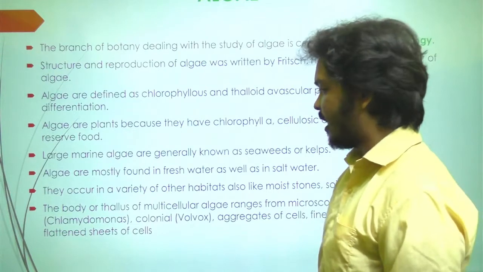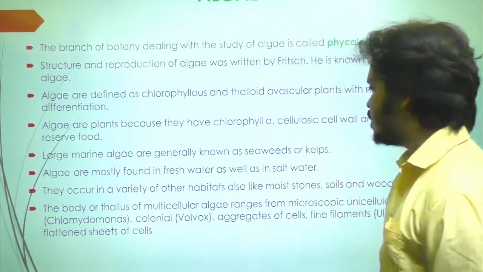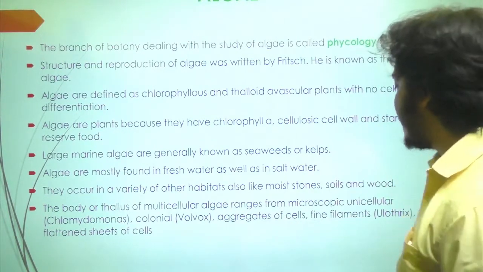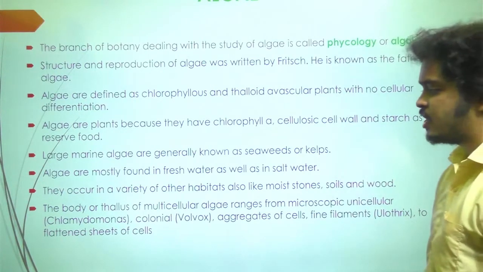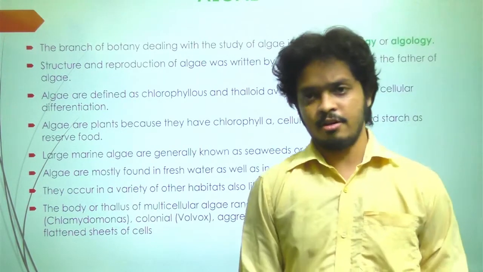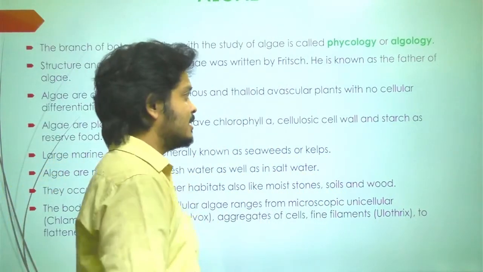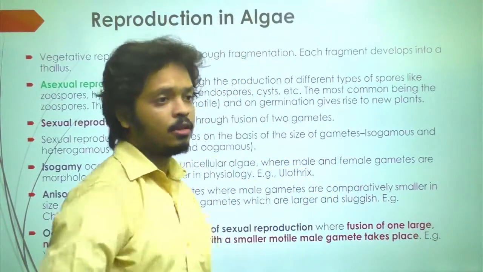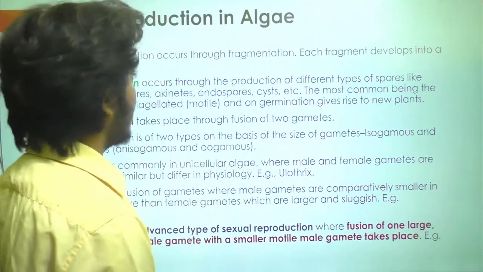The body or thallus of multicellular algae ranges from microscopic unicellular such as Chlamydomonas to colonial Volvox, aggregates of cells, fine filamentous Ulothrix to flattened sheets of cells. Now you will be thinking, how do these algae look like, right? This is the question that would come to your mind. If I was just like you, a student, I would have also thought about this. But before showing you these algae, we will learn about the reproduction in algae.